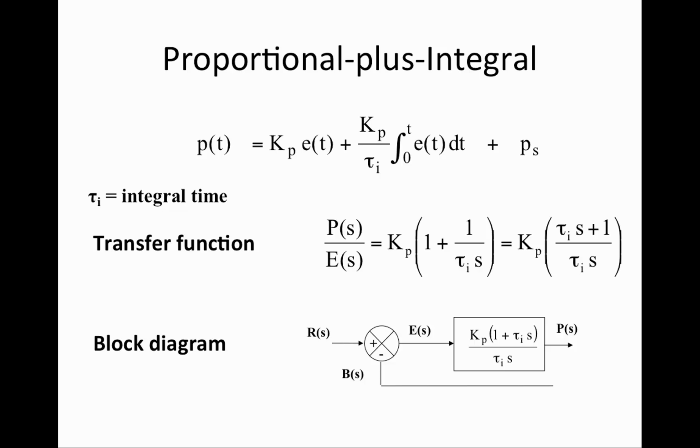The transfer function is P(s) over E(s) equals K_P times (1 plus 1 over tau_I times s). And the block diagram for proportional plus integral control is shown in the lower left of this slide. So you see that proportional plus integral control is just the addition of proportional control and integral control. It's convenient, right?